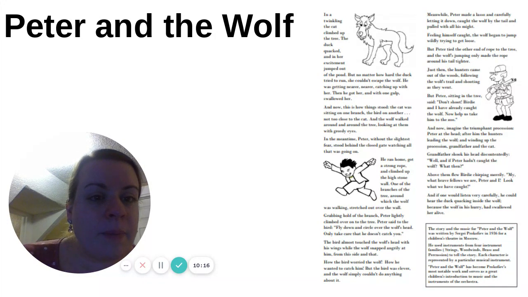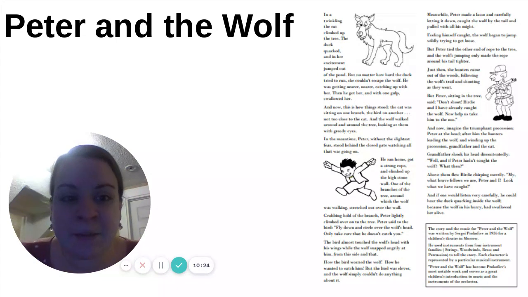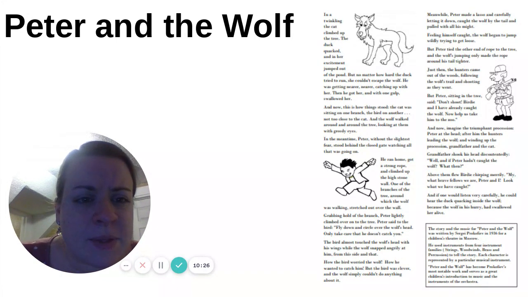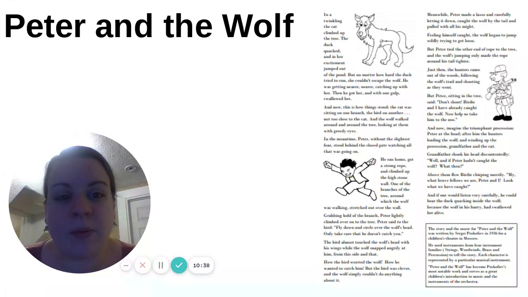Meanwhile, Peter made a lasso and, carefully letting it down, caught the wolf by the tail and pulled it with all his might. Feeling himself caught, the wolf began to jump wildly, trying to get loose. But Peter tied the other end of the rope to the tree, and the wolf's jumping only made the rope around his tail tighter. Just then, the hunters came out of the woods, following the wolf's trail and shooting as they went.